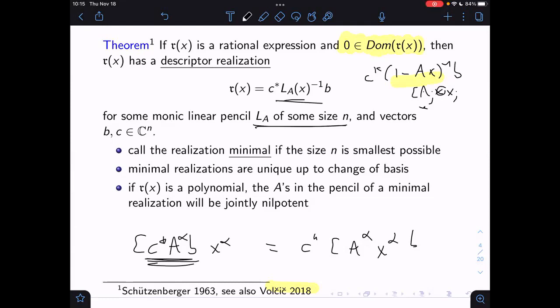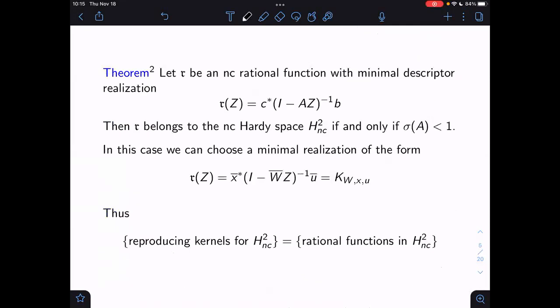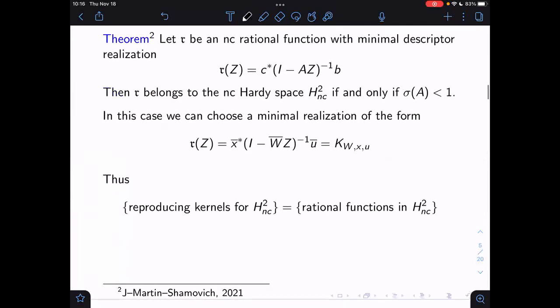So anyway, from what I said before, the point is these NC kernels, because I just wrote them down as having descriptor realizations, are rational functions. And in fact, we can go further. So this is actually a fairly recent theorem of Rob Martin and Eli Shamovich and myself. Not so hard to prove, but you can ask then which NC rational functions belong to this NC Hardy space.